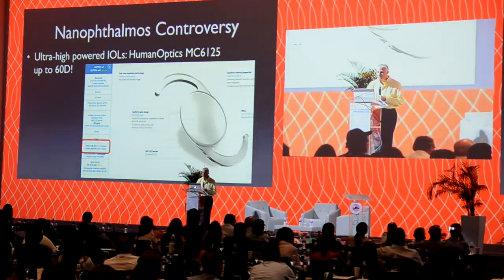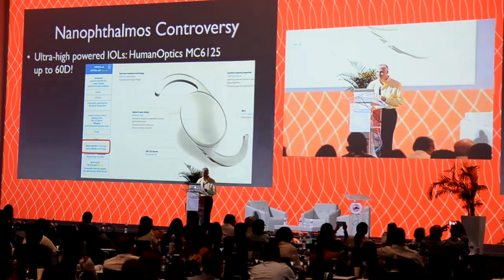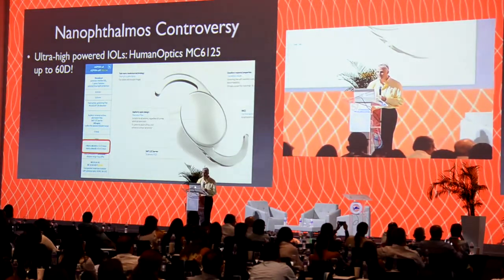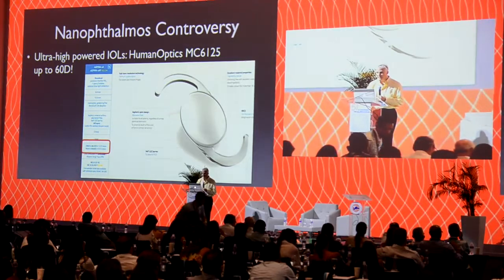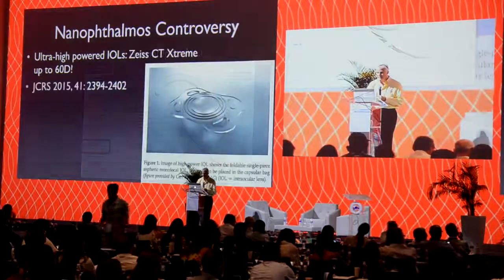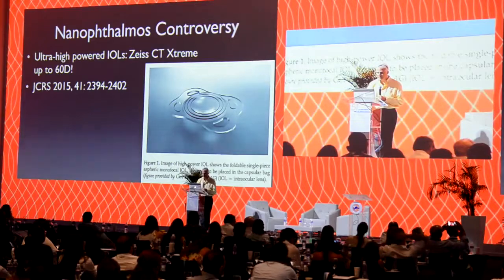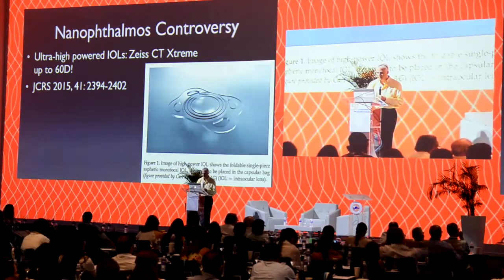Again, there are two different IOLs that are available in ultra-high powers. The Human Optics MC6125, which is a one-piece with J haptics, and the diffractive plate haptic that you saw Ike present with the Zeiss CT Extreme.